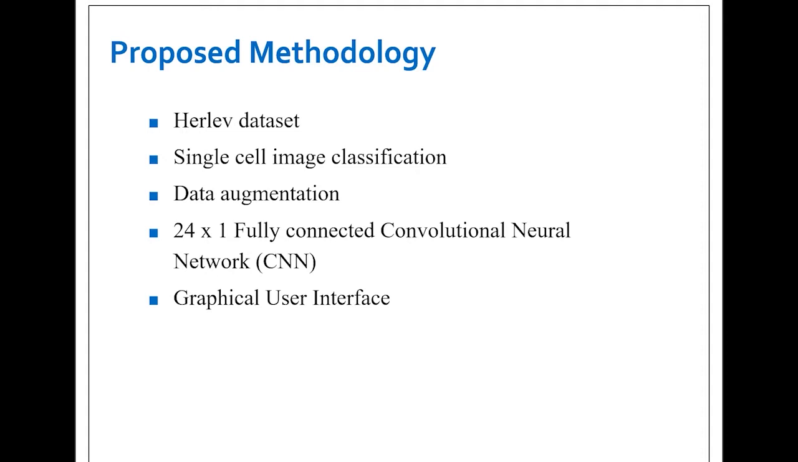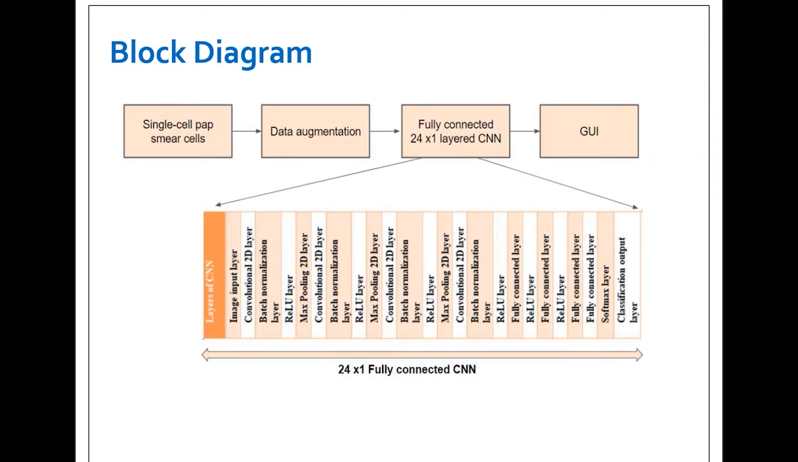This GUI is used to visualize the output, that means the test dataset, or for predicting new images for classification with accuracy and class identifiers. This is the simple workflow of the proposed work, in which the input images from the Herlev dataset are augmented to increase the quantity of the datasets and also for training the model much better. Then these augmented pap smear single cell images are passed to the 24x1 fully connected CNN to extract the features and to classify the binary classes correctly. Then it is visualized using a GUI.